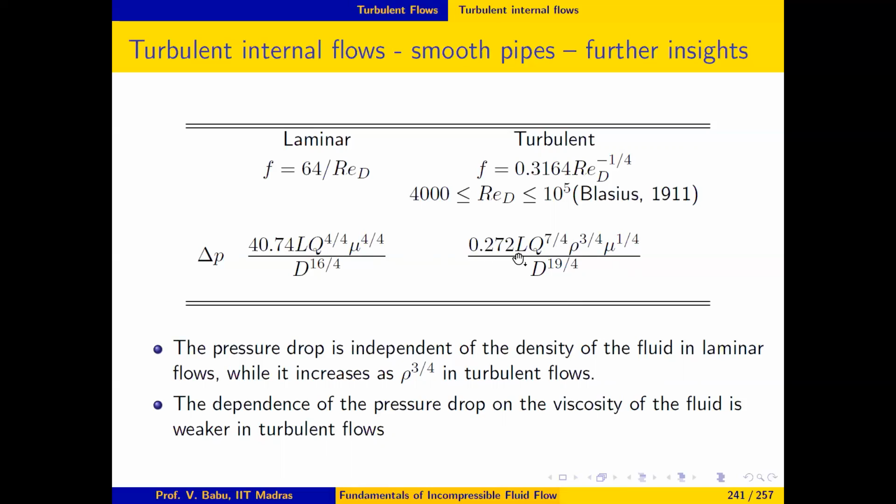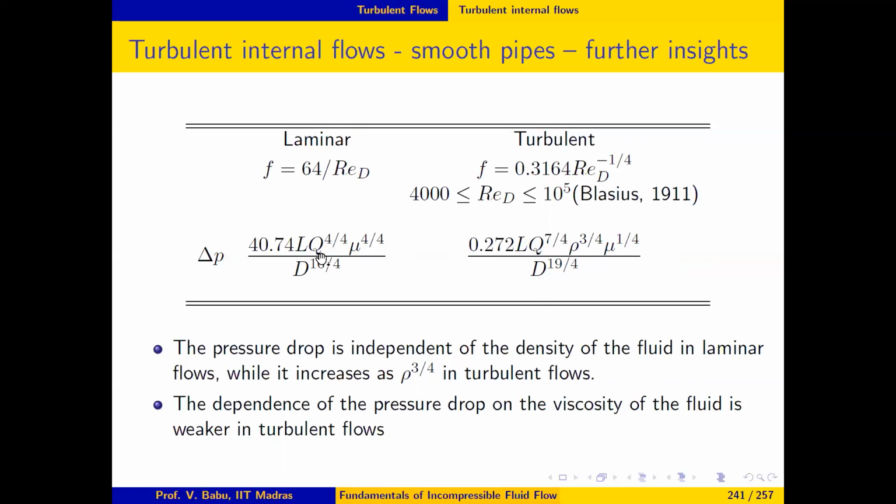Now we can actually make a one-on-one comparison between the pressure drop for the laminar and turbulent cases. We can see immediately that the pressure drop in the case of laminar flow does not depend on the density of the fluid at all, whereas density dependence is seen here. The second point is that the dependence of pressure drop on viscosity in the case of laminar flow is stronger than it is in the case of turbulent flow. Here the dependence is mu raised to mu itself, and here it is mu raised to the 1/4 power.